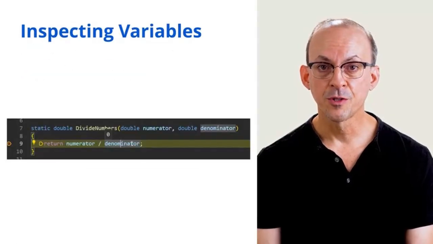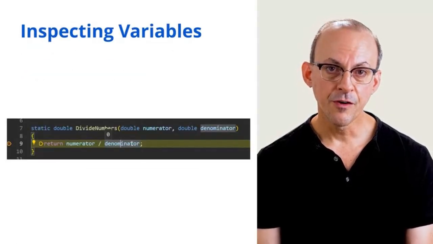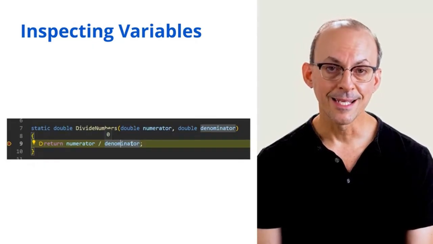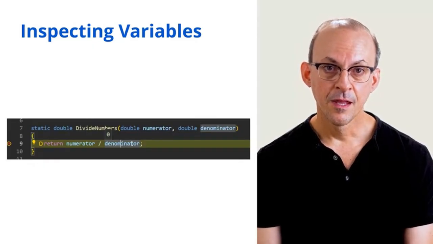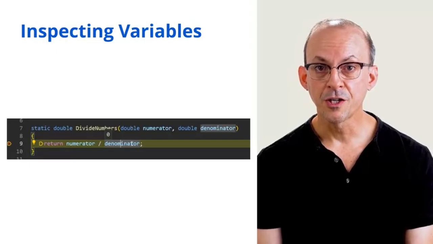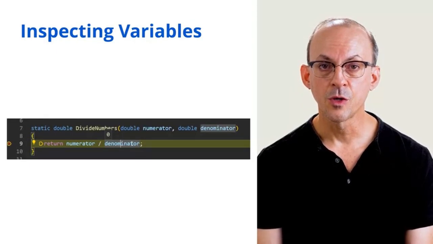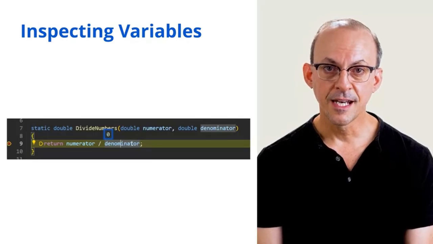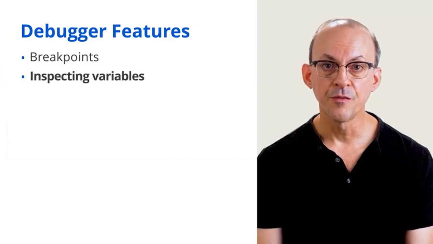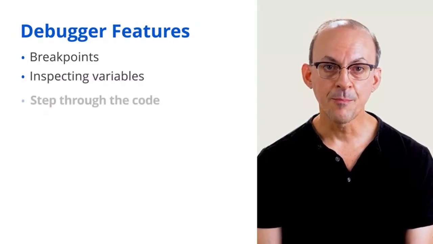Checking the values of variables during execution helps you verify that your program is manipulating data as expected. The debugger includes a tool called the inspector. You can use it to hover over a variable to reveal what value it's holding. In this case, the denominator has a 0.